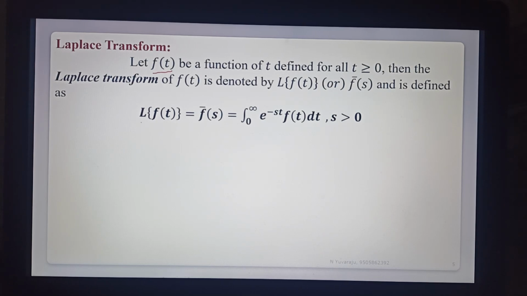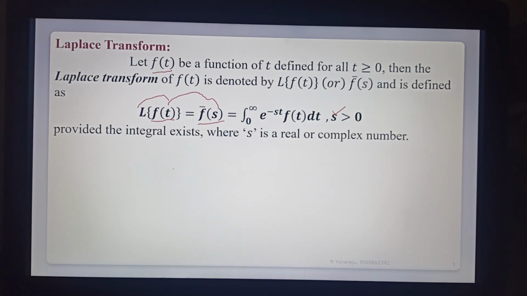So L of f of t means, given the function f of t, we apply the transform technique, the Laplace transformation. The variable t is converted to a new variable s. So this F of s is the Laplace transformation. Finding this integral is called the Laplace transformation of the given function f of t. The variable s is always greater than 0, provided the integral exists, where s is a real or complex number.